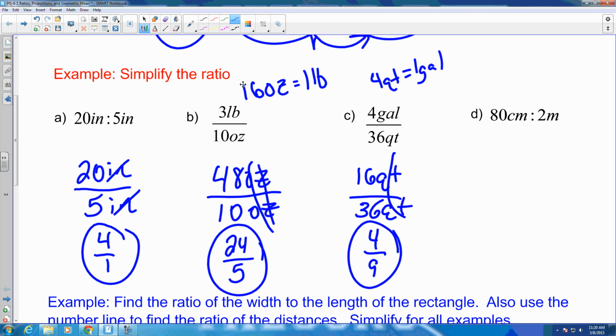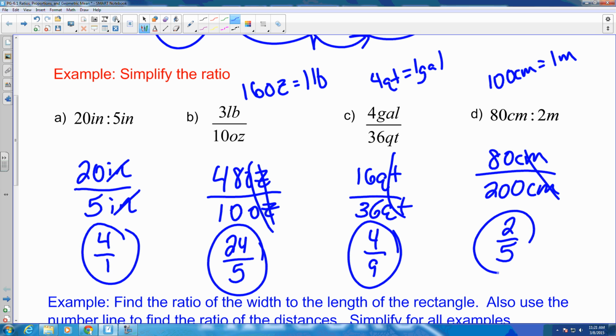And then finally with D, I got 80 centimeters to 2 meters. Centimeters is the smaller of the two, and I can get 100 centimeters in 1 meter. So that means I can rewrite this as 80 centimeters on the top over 200 centimeters on the bottom. 200 centimeters is equivalent to 2 meters. The centimeters cancel, and I can simplify this to 2/5.